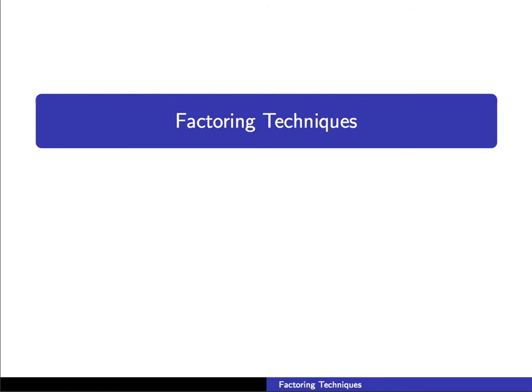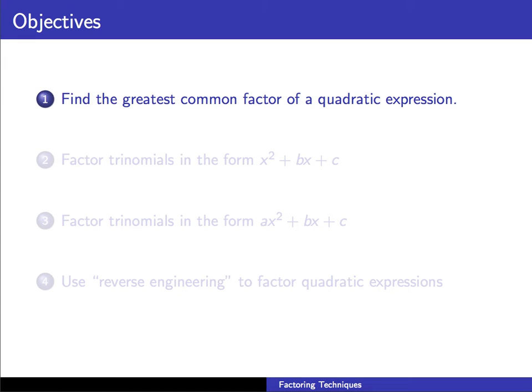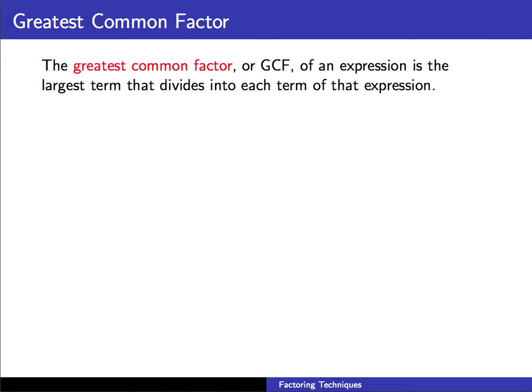All right, in this video, we're going to introduce factoring techniques, and we're going to look at finding the greatest common factor of a quadratic expression. So the greatest common factor, or GCF, of an expression is the largest term that divides into each term of that expression. So in prior math courses, you may have talked about the greatest common divisor for two numbers.